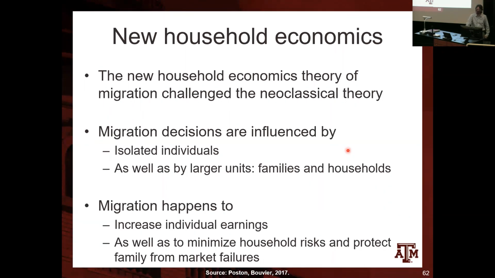The new household economics theory of migration challenged the neoclassical theory. Migration decisions are not only related to individual decisions, but also to decisions made at a larger level, families and households. Okay, migration happens to increase individual earnings, but not only that, to increase also the sources of income to the household, so these households will have lower risks of entering poverty, so it will protect the family from possible unemployment and issues that those families are experiencing.